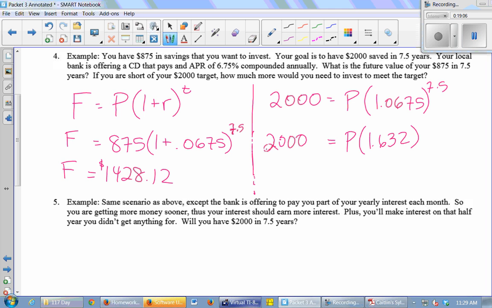No. I just started with my F equals P times 1 plus R to the T, and I just plugged in. All I did is plug in the stuff I know. I know future value is 2,000. I don't know P. I know my interest rate is 6.75%, and I know time is 7.5 years. So I'm not doing anything to both sides yet. And then in my next step, all I'm doing is simplifying the right side. I'm still not solving, right? I'm just raising 1.0675 to the 7.5.